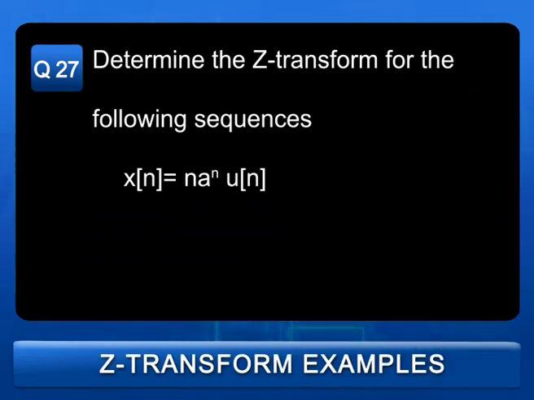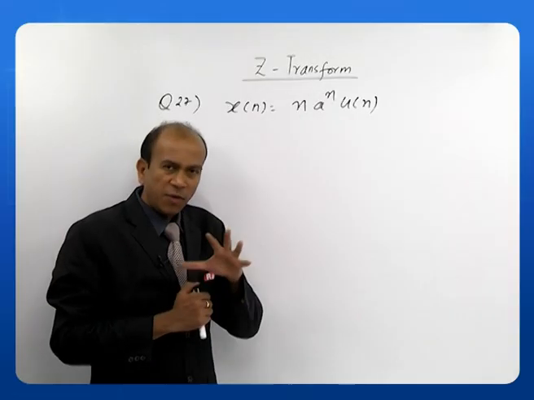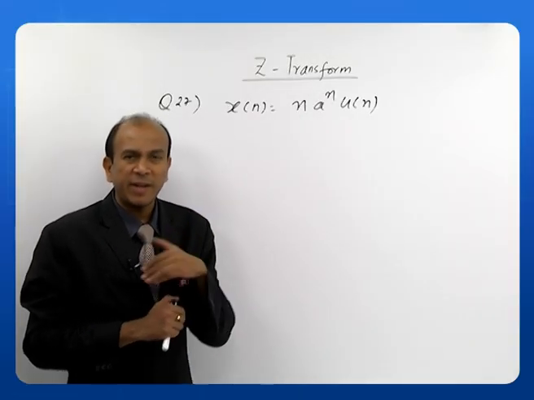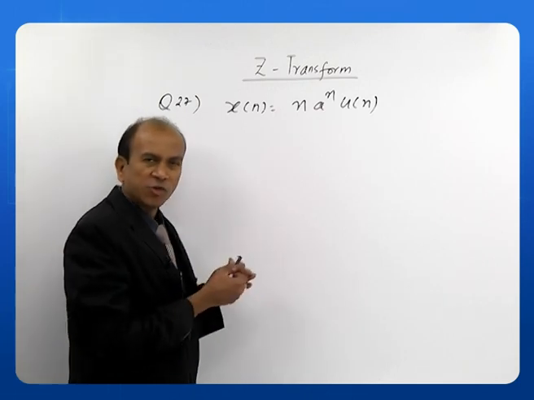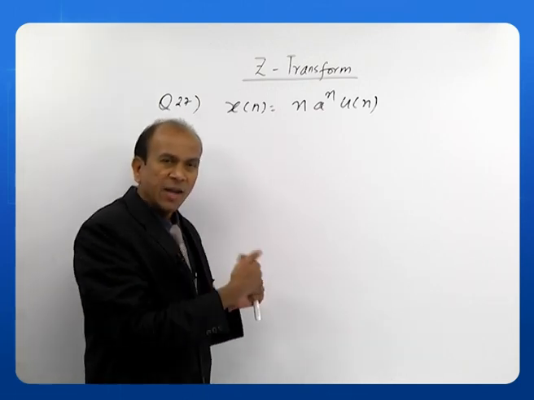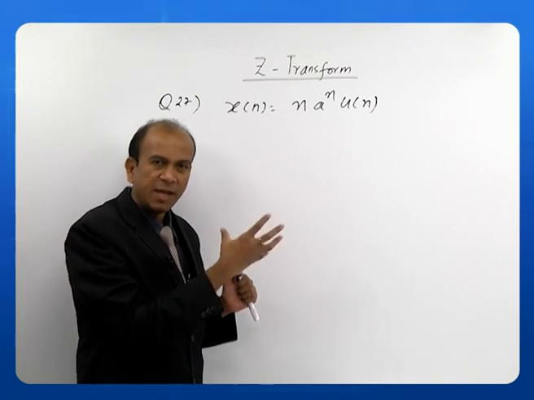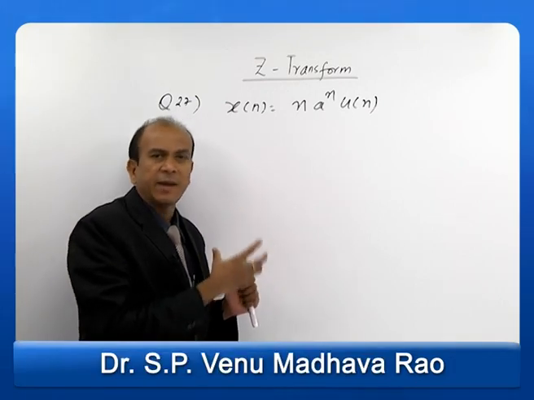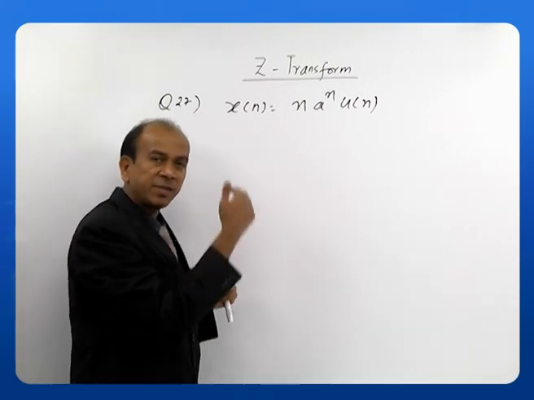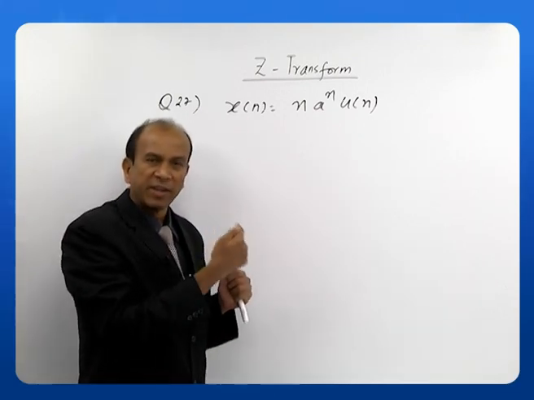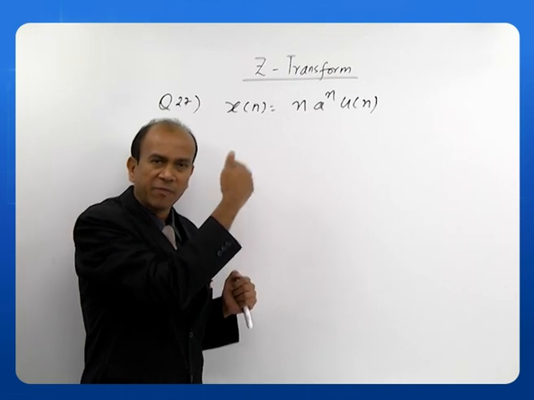Let us see question number 27. Question number 27 is x of n is equal to n, a to the power of n, u of n. Now if you see the earlier problems which you have done and you see this problem, basically we have solved some problems. As I said earlier, you have to see a pattern or you have to see an identity which can be applied directly while solving these type of problems. So when we have done some problems where we have seen n into 1 by 3 to the power of n, something n into 1 by 4 to the power of n we have solved.